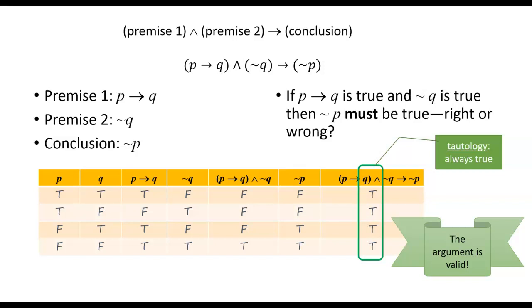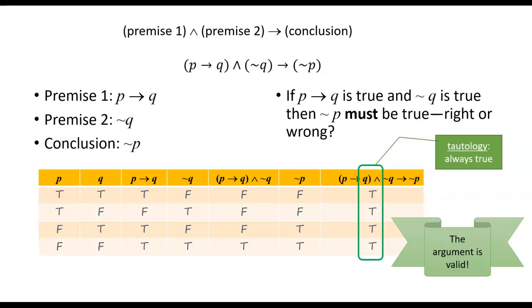So to check whether an argument is valid, you can set up a truth table for premise 1 and premise 2 implies conclusion. And if that truth table turns out to give you all true values in the last column for the whole thing, the argument is valid. Otherwise, if any of these came out false, then we'd see that the argument is invalid. So to evaluate an argument, you can make a truth table like this.